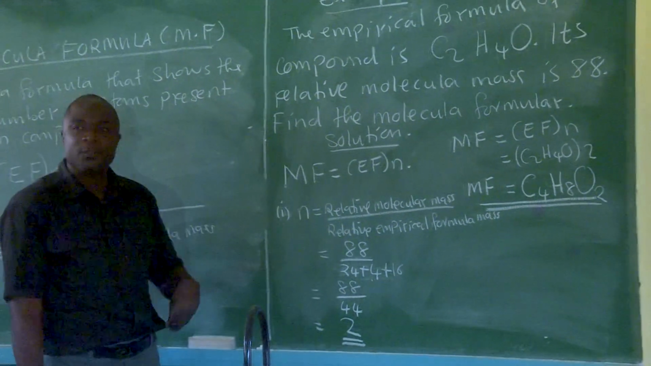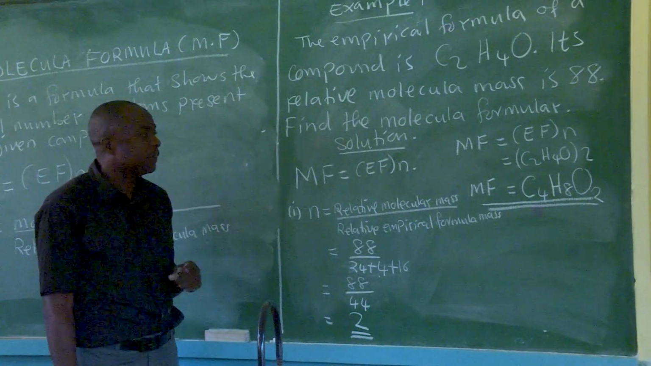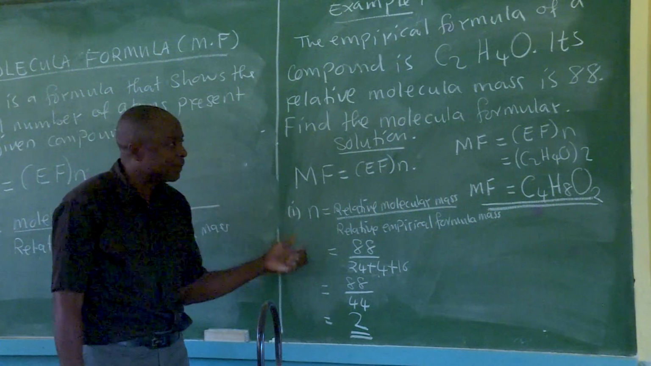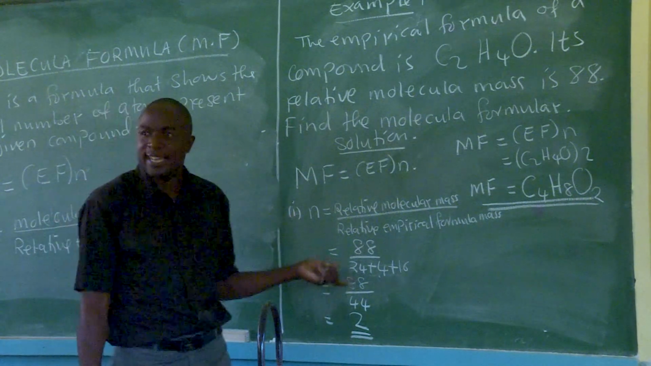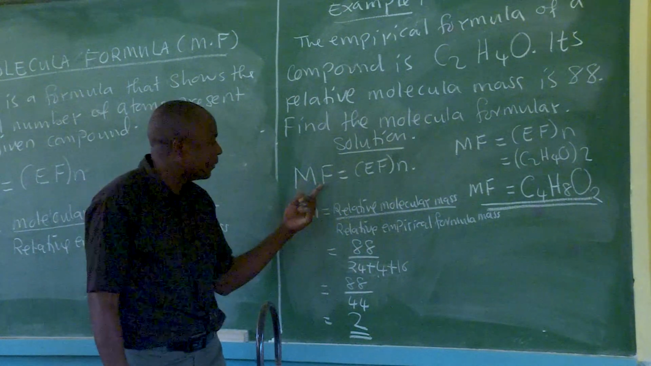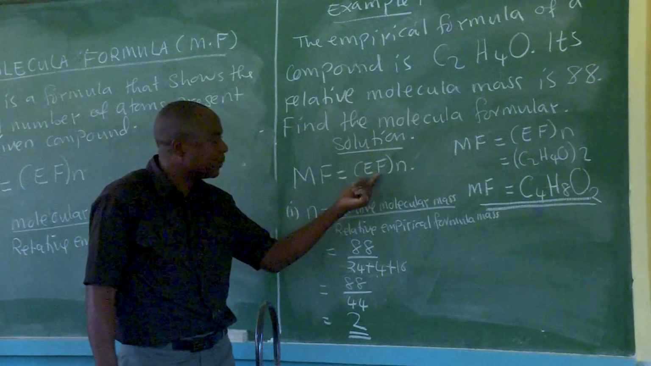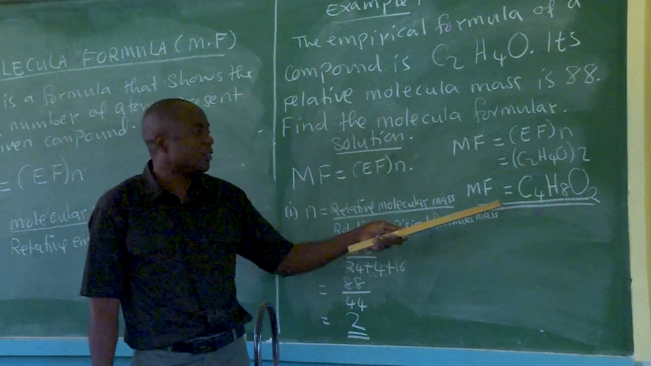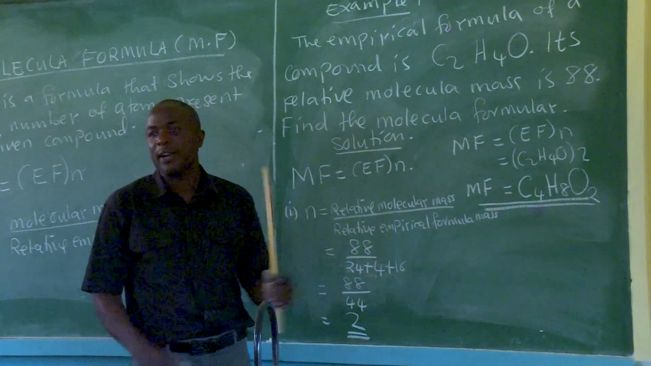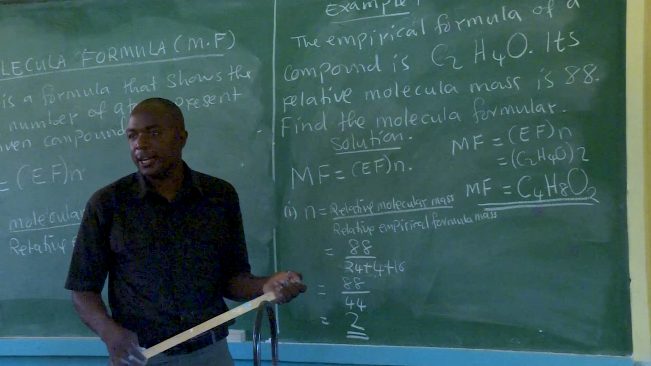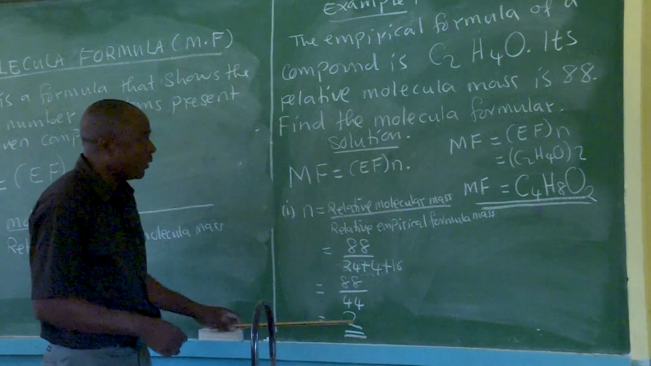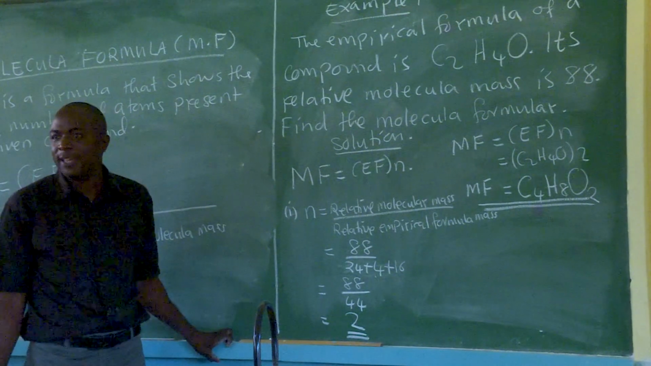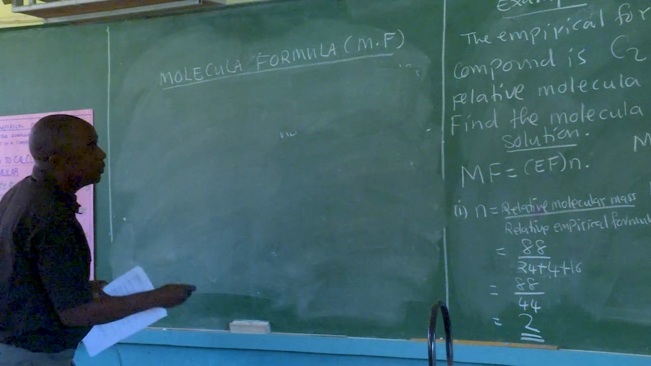The first thing you have to do, after finding the empirical formula, is calculate your multiple whole number n. After finding it, substitute it in the formula: molecular formula is equal to empirical formula multiplied by the multiple whole number n, so that you finally get your molecular formula. Are we okay? Yes. Now I'll give you a question which you have to attempt, then later we give the answer as a class.